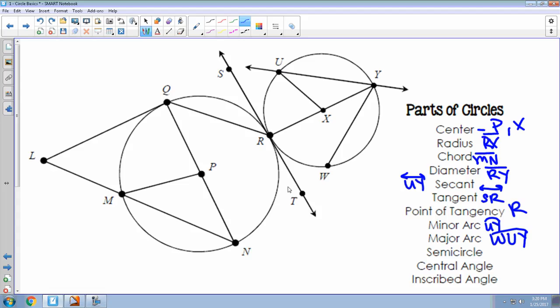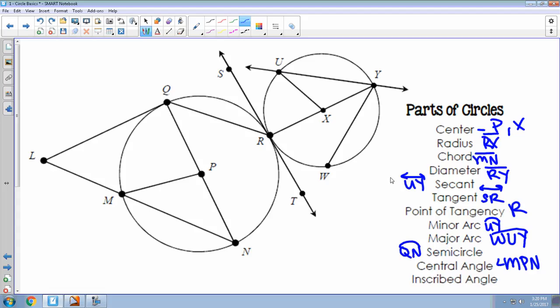For a semicircle, you got to make sure that you use the endpoints of a diameter. So say if I wanted to use this one, I could do semicircle QN, so from Q to N. A central angle is an angle with its vertex on the center, so you have to use X or P here. If I use P, I could name this one angle MPN would work.